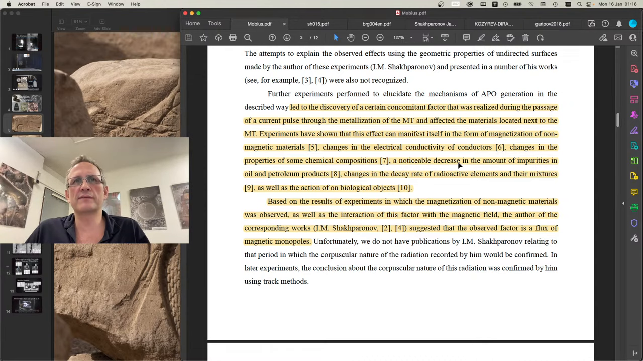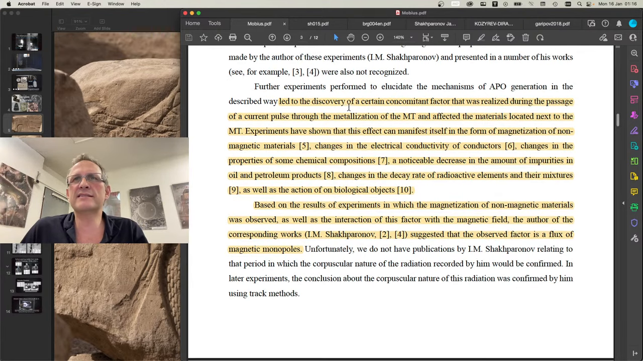So he does a summary of some of the effects here, which is well worth reading. It led to the discovery of certain concomitant factors that were realized during the passage of current pulse through metallization of the Möbius strip and affected materials located near to the Möbius strip. Experiments have shown that this effect can manifest itself in the form of magnetization of non-magnetic materials.